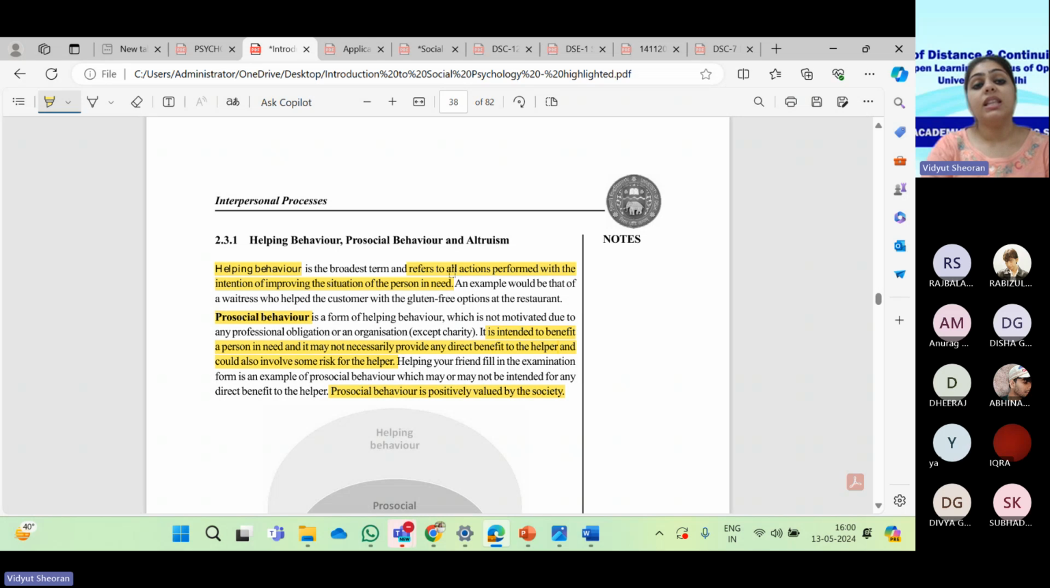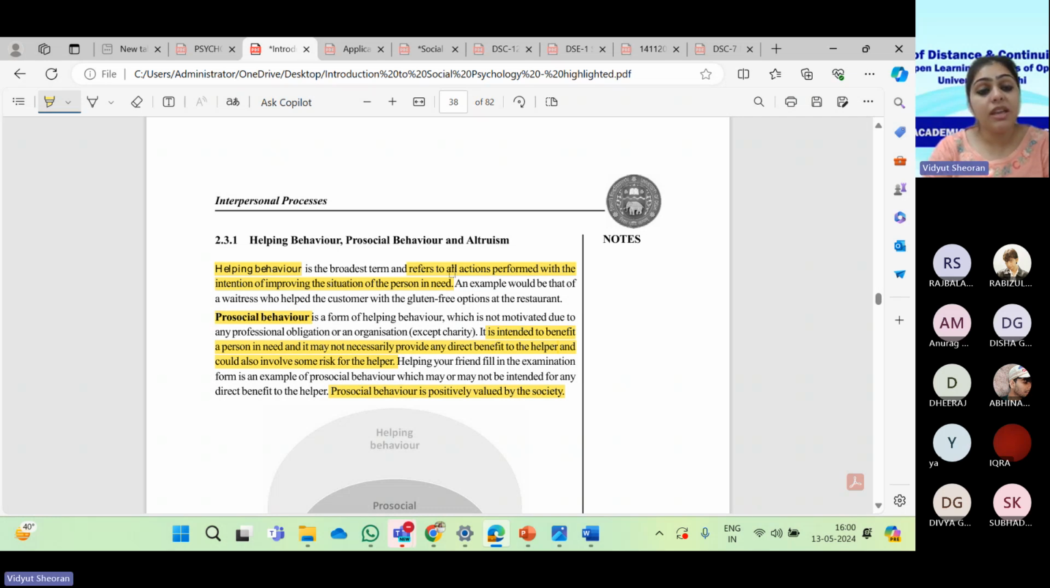Helping behavior may be actions performed with the intention of improving the situation of a person in need. So for example, if a waitress has helped a customer and the customer's problem is solved, that will be a helping behavior. कि किसी ने किसी की help करी और उससे उसका problem solve हो गया.